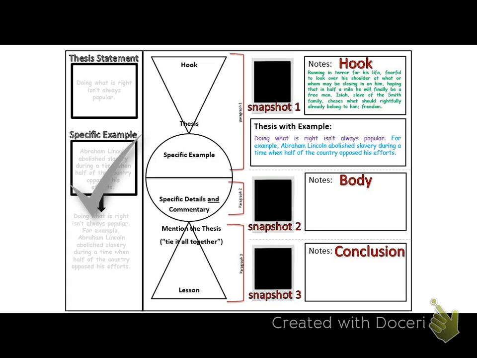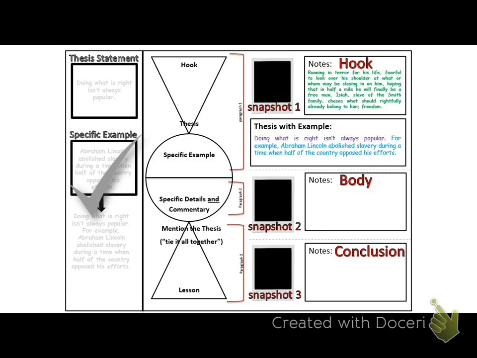I'm going to read it to you. Running in terror for his life, fearful to look over his shoulder at what or whom may be closing in on him, hoping that in half a mile he will finally be a free man, Isaiah, slave of the Smith family, chases what should rightfully already belong to him, freedom. Doing what is right isn't always popular.